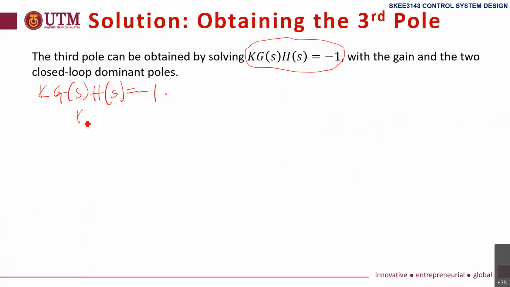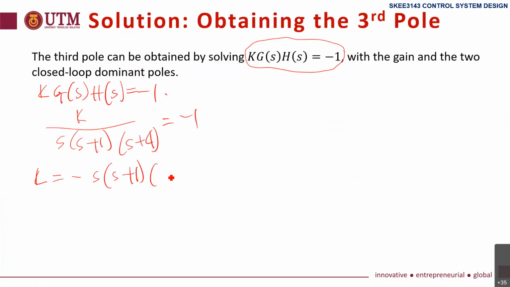We know K(S+1)(S+4) equals minus 1. So K is minus (S+1)(S+4), or we can get S. Opening the bracket: S to the power of 3, plus 5S squared, plus 4S, plus 4, plus K equals 0. This is the equation that we get.